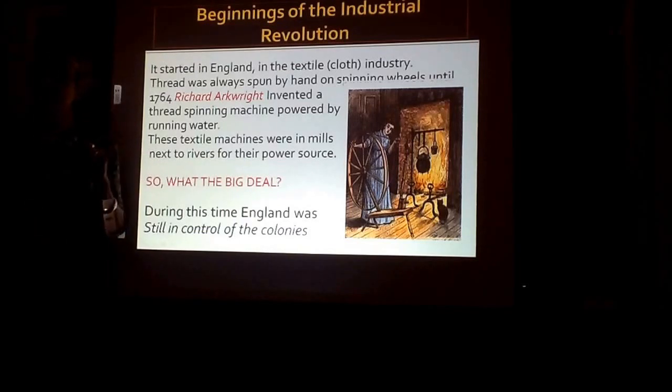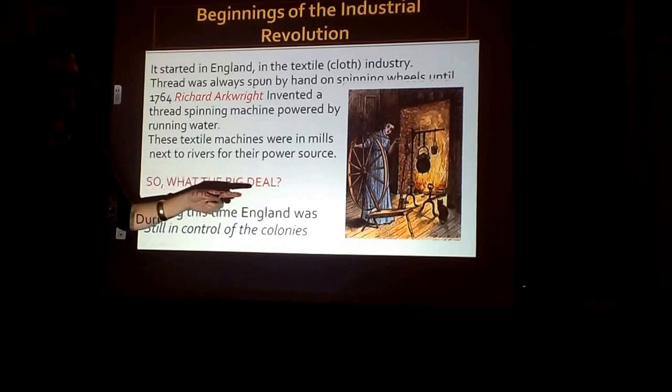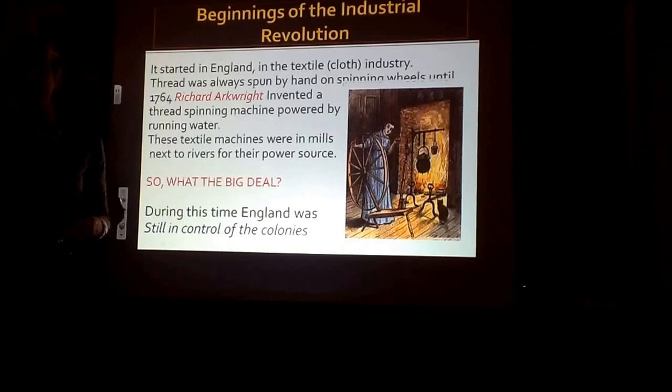But in 1764, and remember that date because we were still colonies of the king, Richard Arkwright invented a thread spinning machine powered by water. So instead of a human doing it, and a human will get tired, and there's some limitations, now when you have a consistent flow of water, the machine does not ever have to stop. And so you'll get much more product. These textile machines were in mills that were built next to the rivers for their power sources.